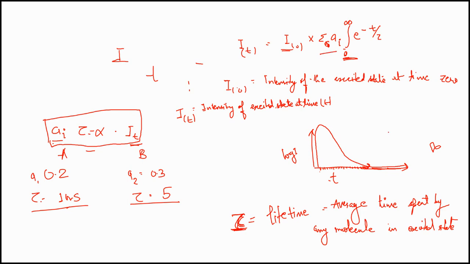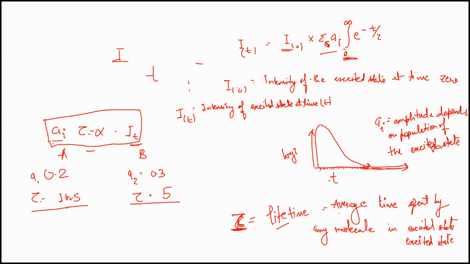The second thing is a_i. So what is a_i? a_i is the amplitude of the ith time scale. On what factors does amplitude depend? Amplitude depends on the population of the excited state. Okay. And what is tau? Tau is the lifetime, the average lifetime. We can say it is the average time spent by any molecule in the excited state.